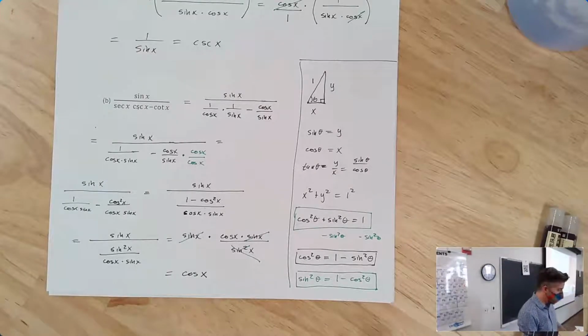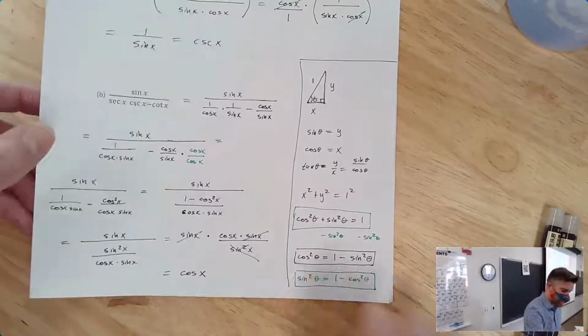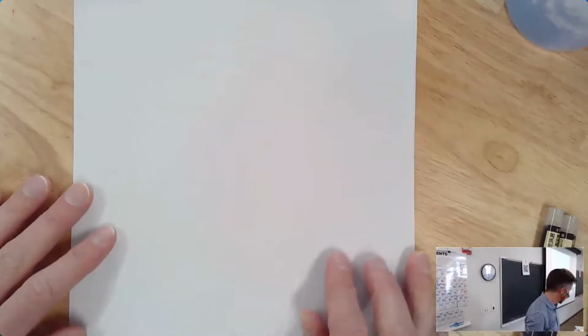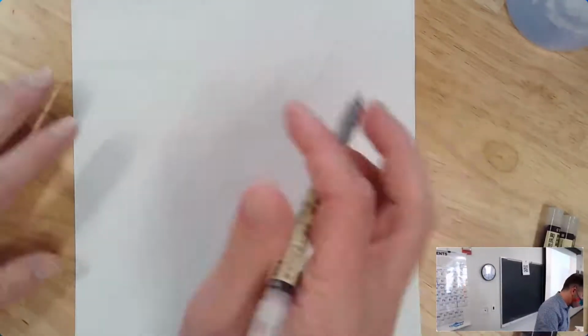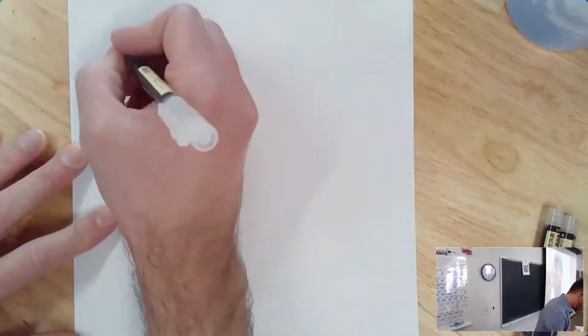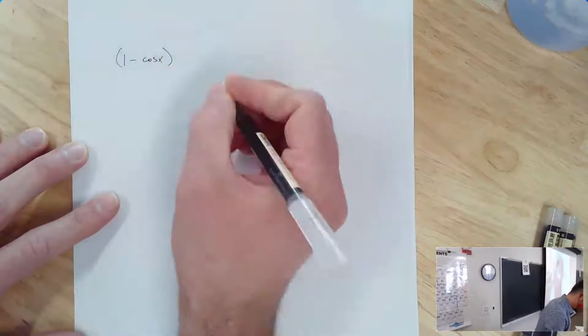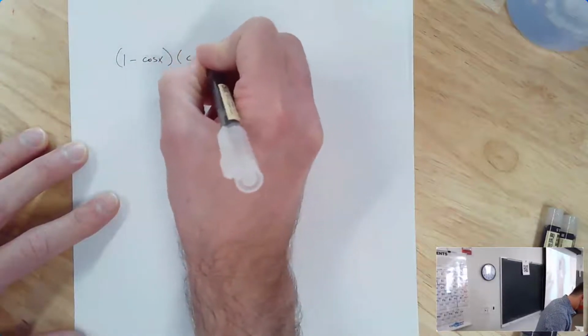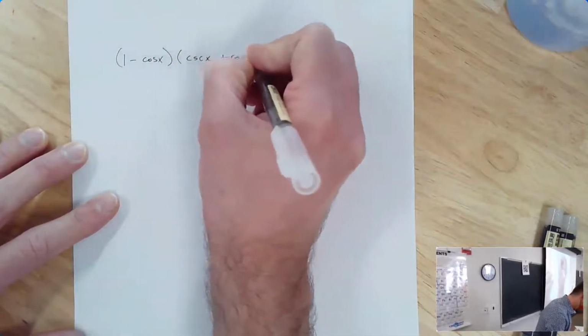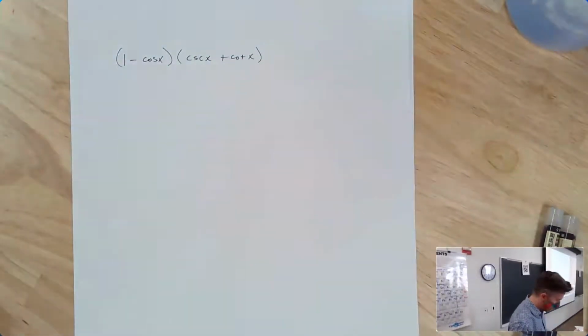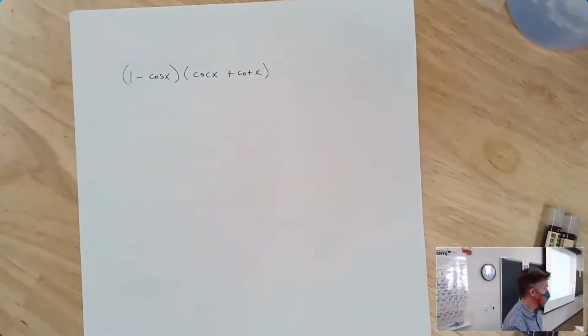All right, let me throw one more example at you. This one's actually less complicated. Let's say we have (1 minus cosine x) times (cosecant x plus cotangent x). And I feel like you could go in one of two directions to start off with.